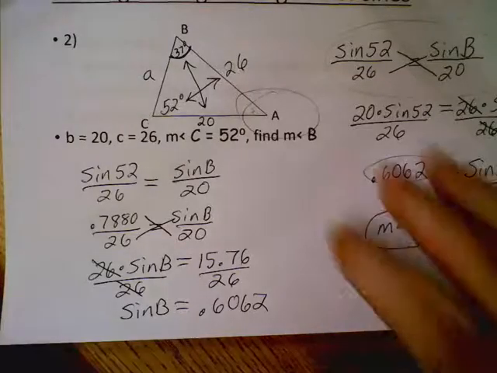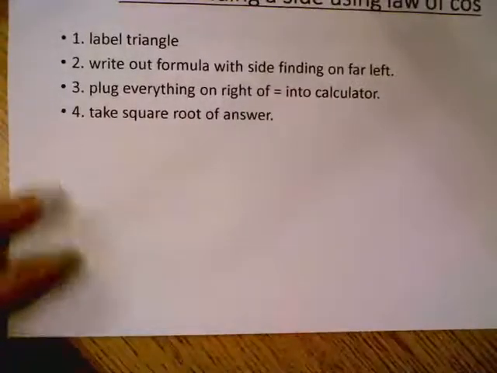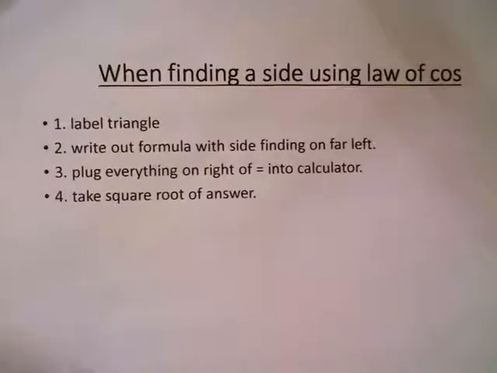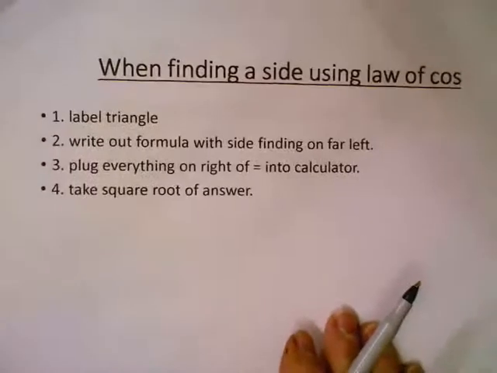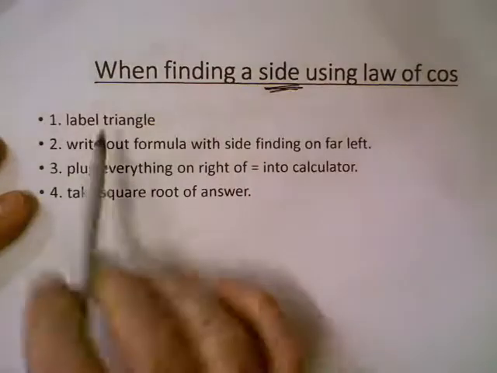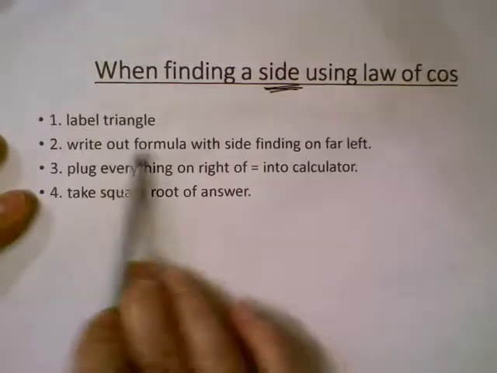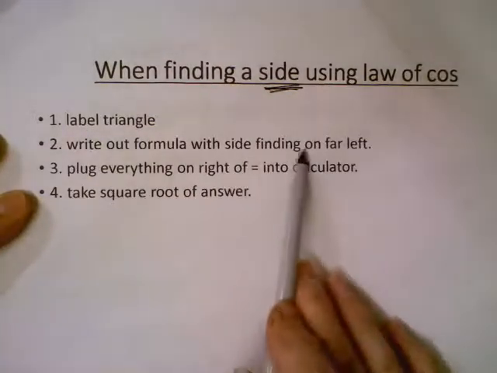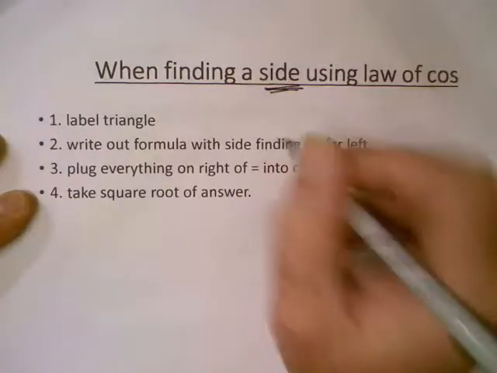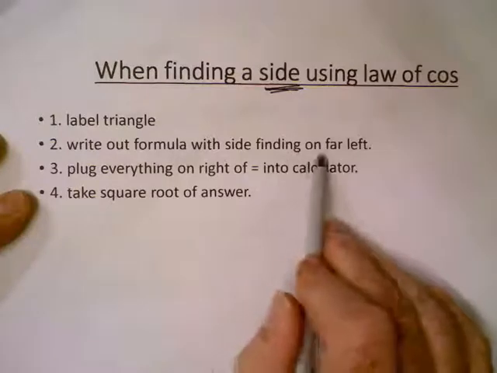So that's using law of sines. Using law of cosines, if we're trying to find a side, it's really easy. So if we're trying to find a side using law of cosines, we label the triangle, write out the formula with the side that we're trying to find, my English there is not very good, on the far left.